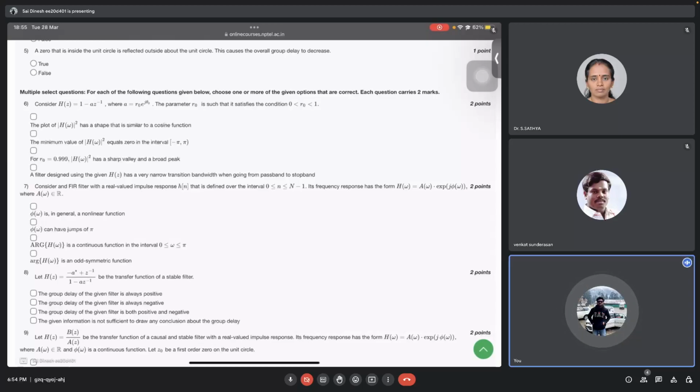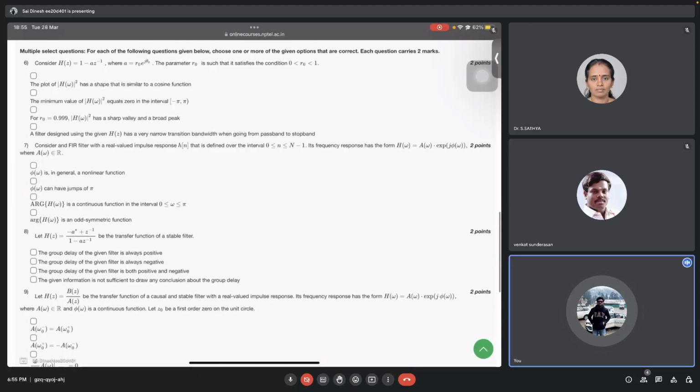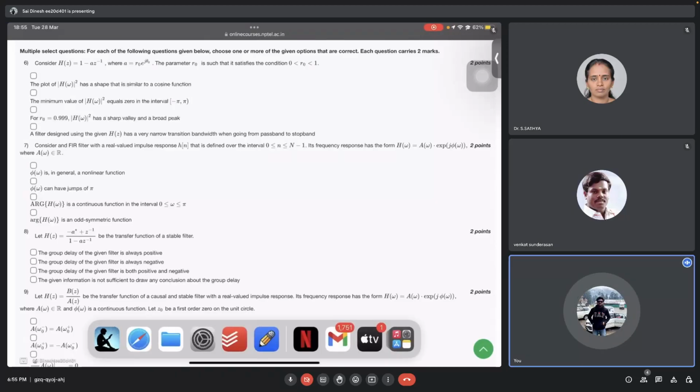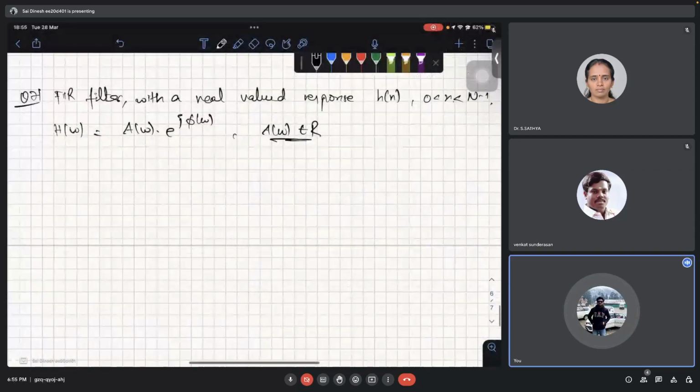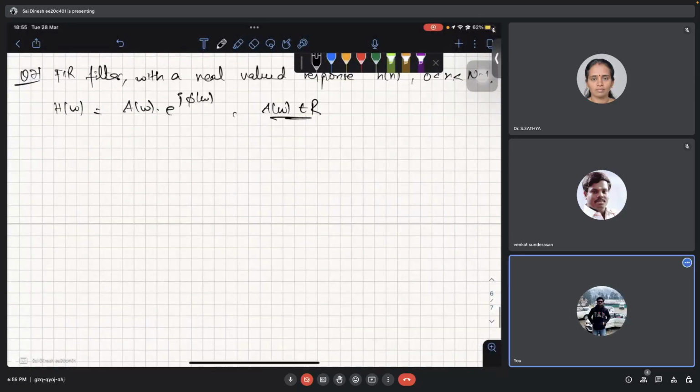So depending on the location of the pole or a zero, there is a phase shift, and if it is on the unit circle, then we have a phase shift of pi, right? And then one more thing is H of omega is an odd symmetric function. Here again, we have discussed this earlier. So 1 to 3 parts are actually clear.